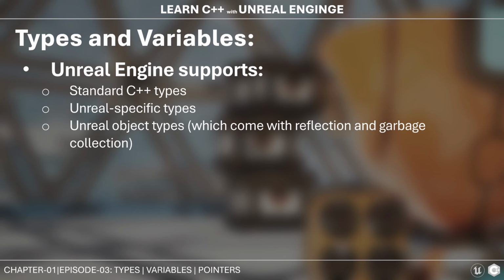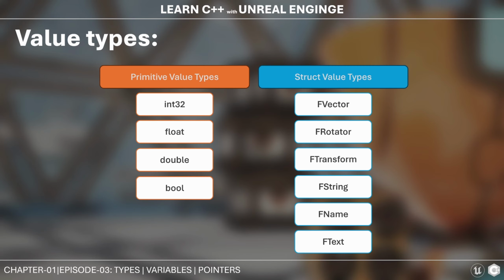Okay, let's start with the basics. A type defines what kind of data a variable can hold. A variable is a named container that stores a value of that type. Unreal Engine supports standard C++ types, Unreal-specific types, and Unreal object types, which come with reflection and garbage collection. Understanding which category you are using is critical.